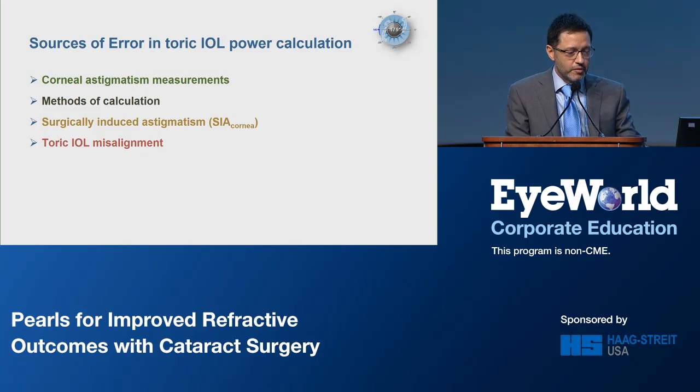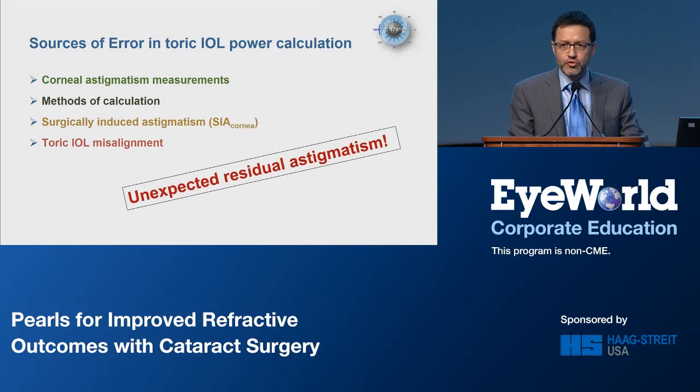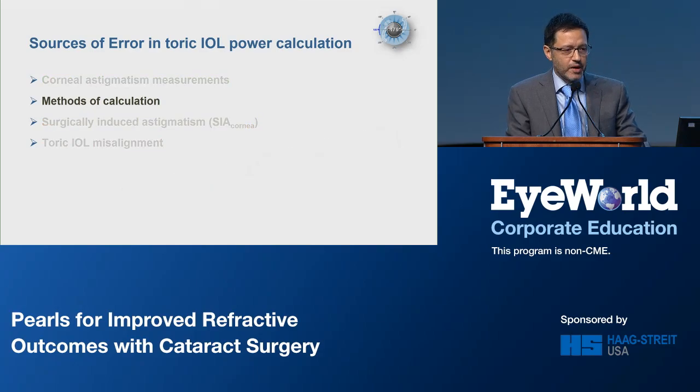However, the results following their implantation can sometimes be unpredictable, since corneal astigmatism measurements, the methods of calculation, surgically induced astigmatism, and toric IOL misalignments are all factors that might contribute to unexpected residual astigmatism. And today I want to focus on the methods of calculation.